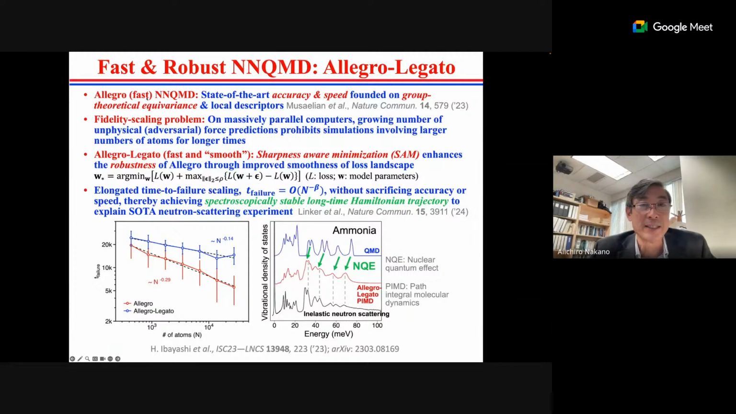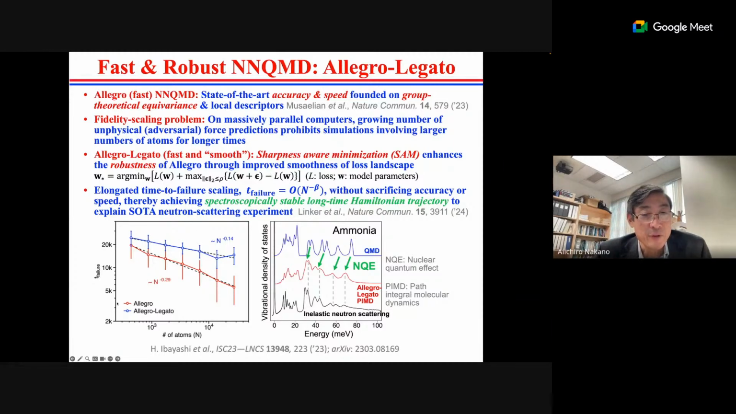So Allegro means fast. But on a massively parallel computer like a 60,000 GPU system, the growing number of unphysical force predictions, or what we call adversarial force predictions, prohibits simulation involving a larger number of atoms for longer times due to stochastic failure. So to solve the so-called fidelity scaling problem, we developed the Allegro-Legato method. Legato means smooth in music, and it uses sharpness-aware minimization to enhance the robustness of Allegro through improved smoothness, so kind of like a smaller Hessian of the cost landscape. So this elongates the time to failure.